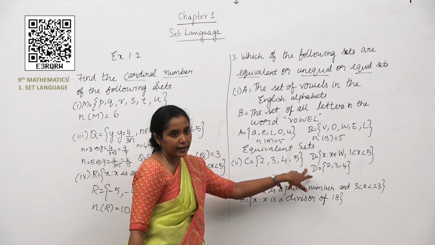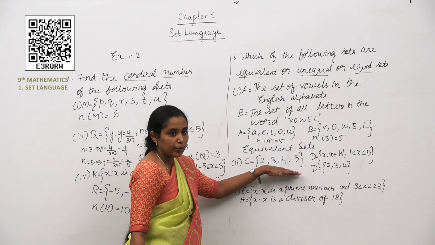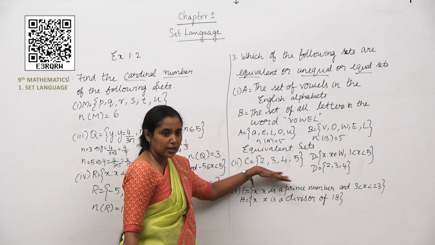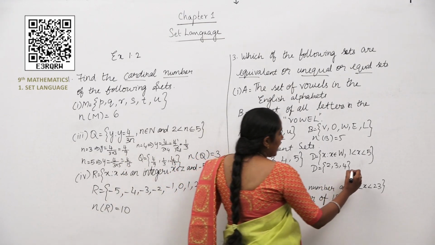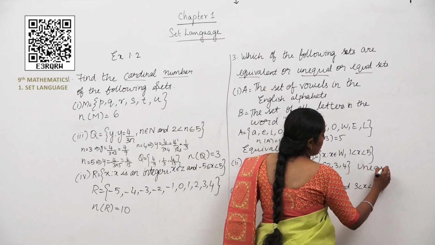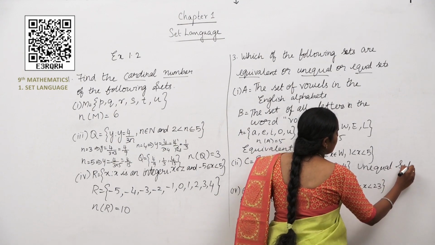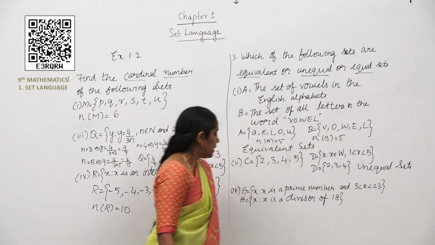{2, 3, 4, 5}. So it does not come under equivalent sets, and it does not come under equal sets also. So what can you say about this set? It is an unequal set.